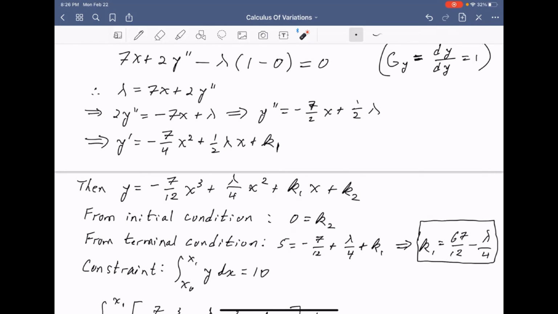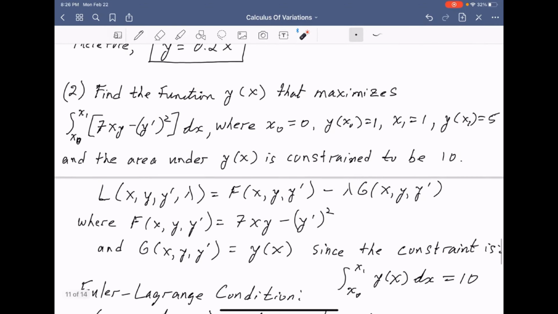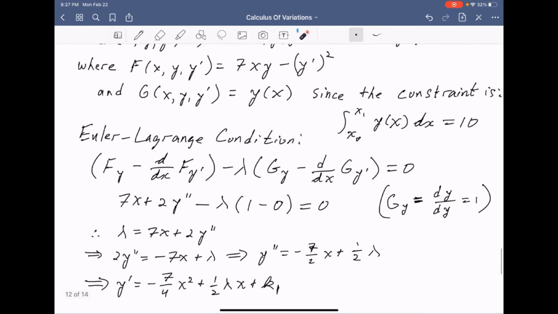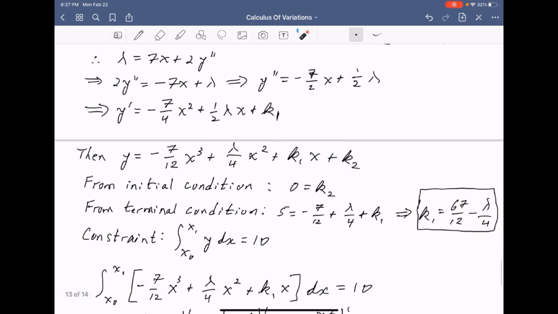And from the terminal condition, we get that 5. So 5 is equal to, where does the 5 come from? It comes from here. So we end up with 5 is equal to minus 7 over 12 plus lambda over 4 plus k1. Solving for k1, we get k1 equals 67 over 12 minus lambda over 4.